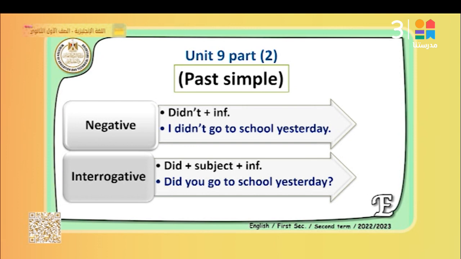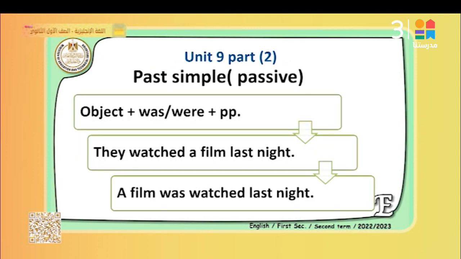So, did you go? No, I didn't go. Did you go to school yesterday? No, I didn't go to school yesterday. What about the past simple passive?